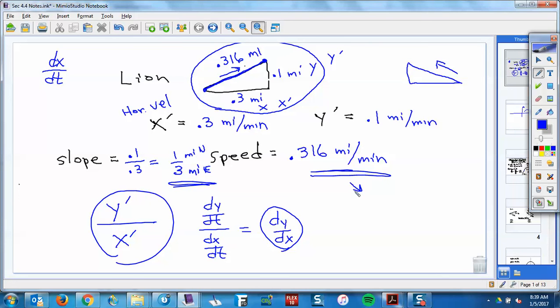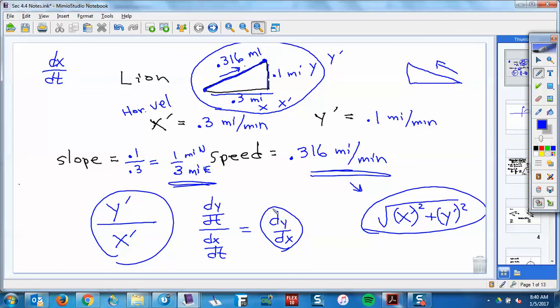Okay, now what about speed? What did we do to get that? We did the Pythagorean theorem. We did the square root of x prime squared plus y prime squared, didn't we? I'll put those in parentheses maybe. So we took x prime squared and y prime squared, and then we did the square root of that, and that gave us the speed along it. Two totally different things, right?